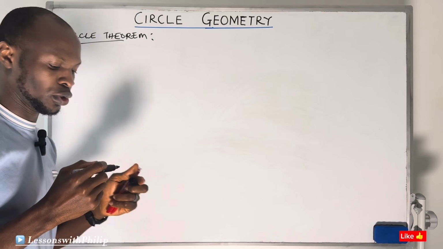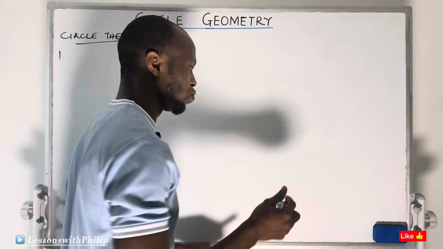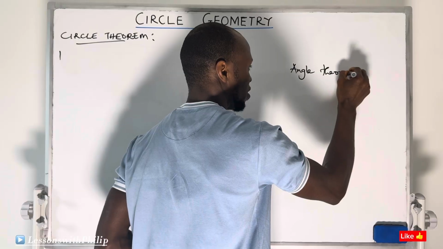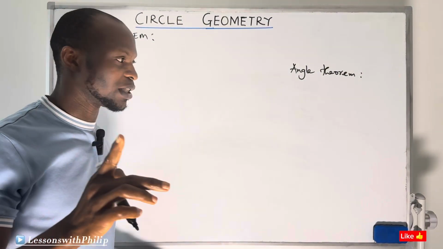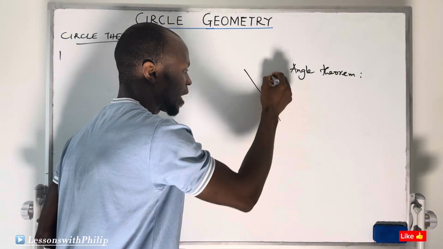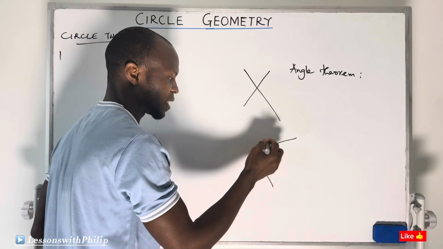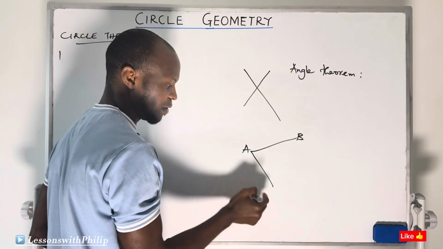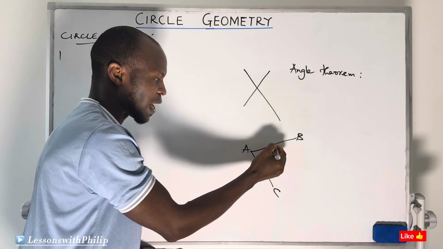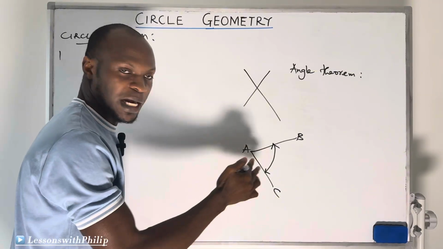Before we go to the circle theorems, in one of our previous classes I explained angle theorems. You can check that in one of our classes. I explained that an angle is the distance between two lines. If I have two lines that meet at this point, let's say I call this line AB, and this second line is line AC. These two lines meet at this point. The distance between these two lines is known as an angle. That is what we know as angle.